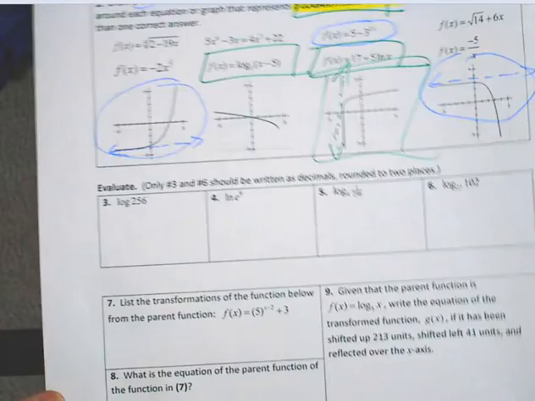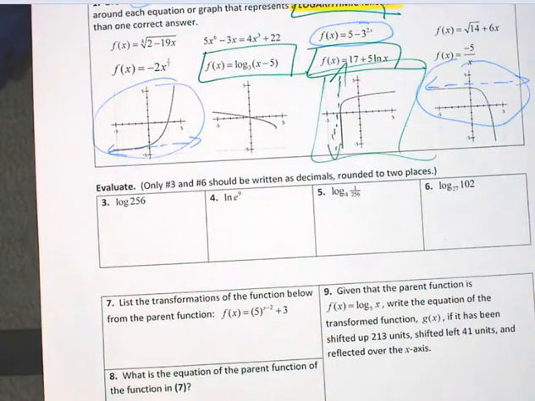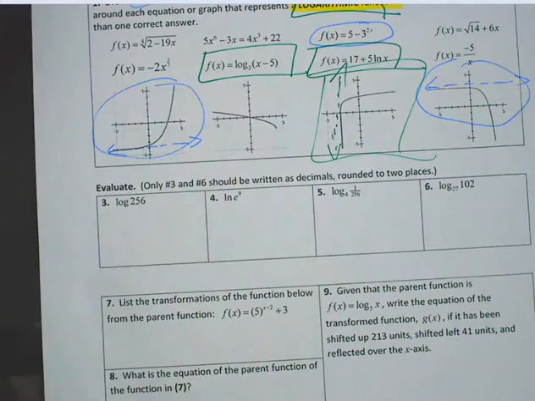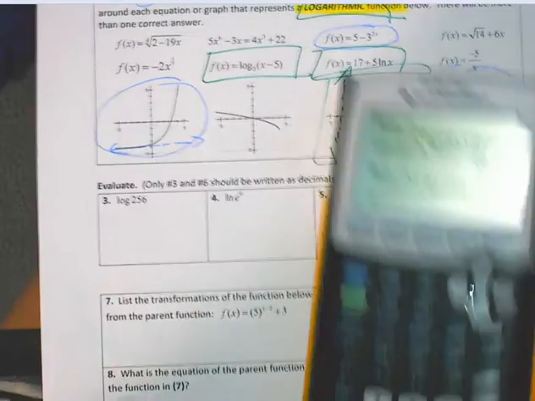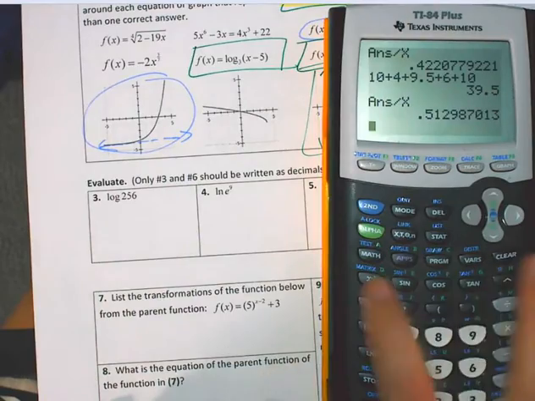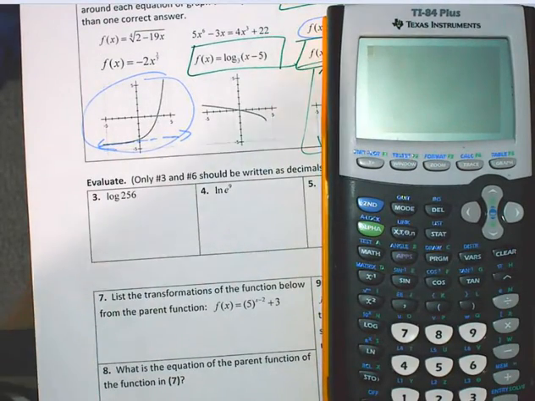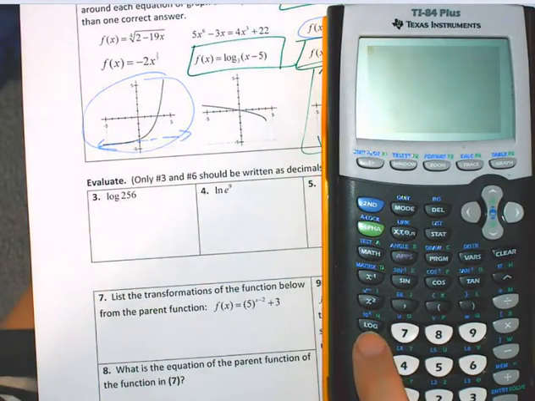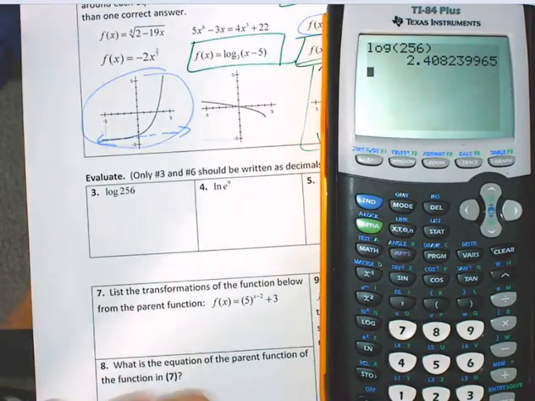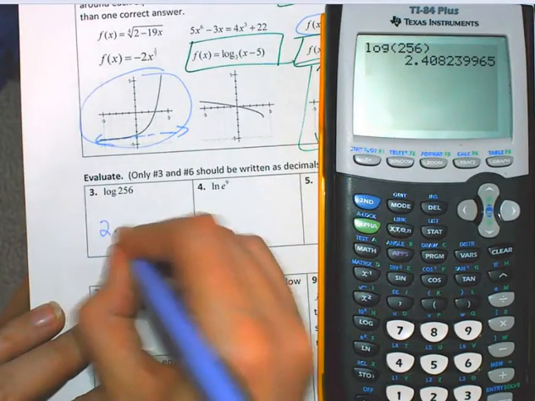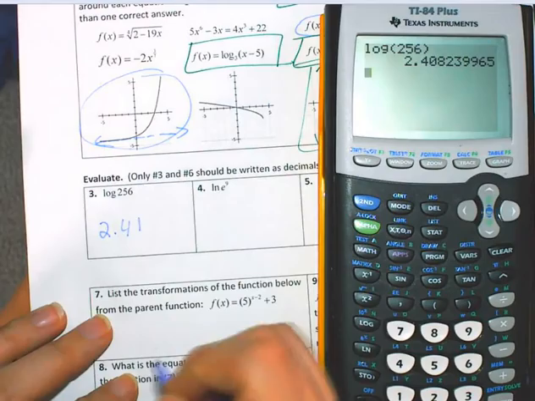All right, next one. Evaluate each of the following. So if we're going to evaluate, we're going to need our calculator. So let's take a look. The first one's log of 256. So to evaluate, you're just going to come to your main screen and notice that here there's a log button. This assumes base 10. So log of 256. And that's going to give me 2.41. And go ahead and round to the nearest tenth.